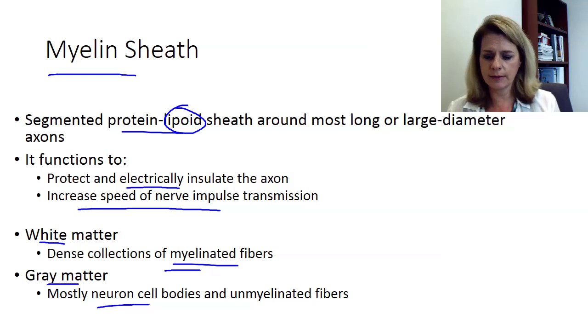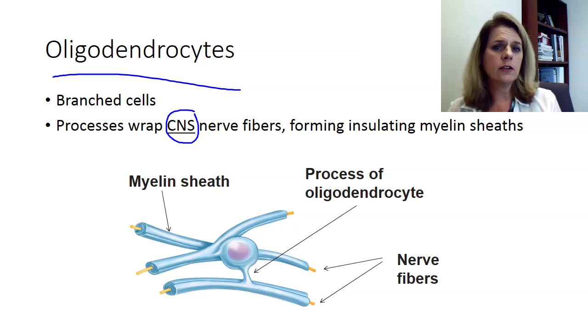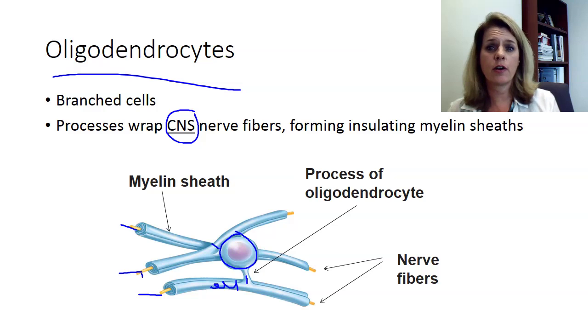So who makes myelin? Well, the first one are your oligodendrocytes, and these are in the central nervous system. An oligodendrocyte is one cell that sends out these processes of myelin that wrap around these axons. So each one of these yellow things is a different nerve fiber. This one cell is sending out little processes and insulating all these different nerve cells. So that's an oligodendrocyte, and they're found in the CNS, the brain and spinal cord.